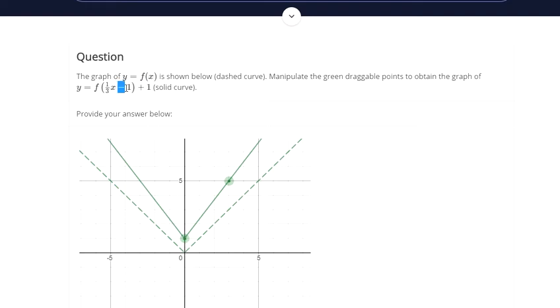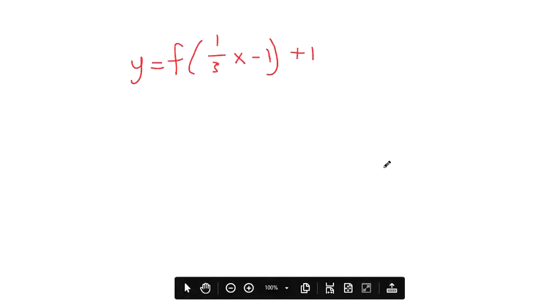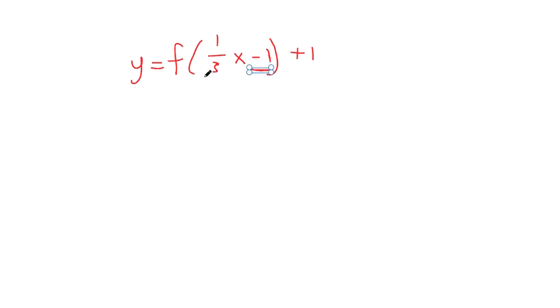And now the minus 1 is, actually this one's a bit tough. Let me get a whiteboard. Okay, before you do a horizontal shift, if there's a number multiplying to x, you've got to factor out that number. So if I factor out 1/3, in parentheses I have x minus 3.